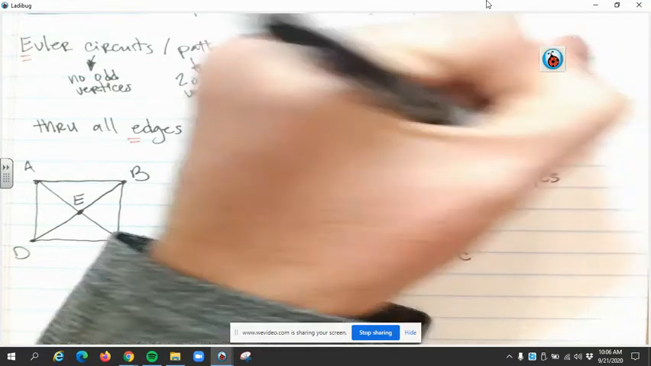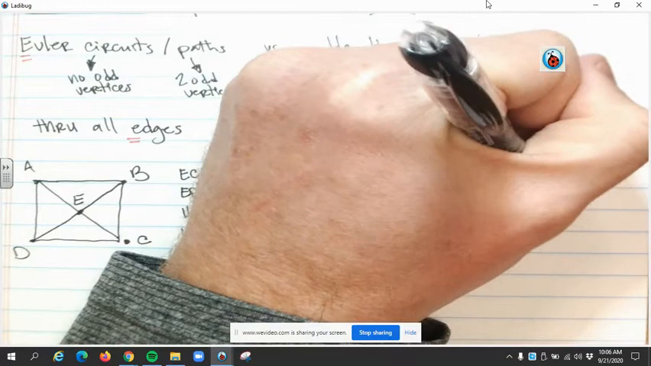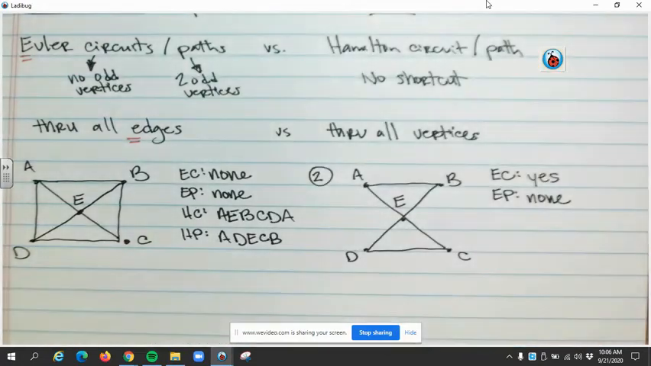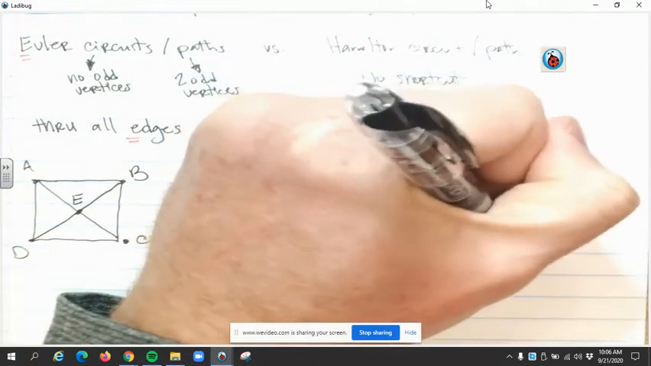Again, we're not going to figure out what it is because we did that in the last section. We just know that there is one. If there's an Euler circuit, there's not an Euler path. You can't have both. Now let's do Hamilton circuit and Hamilton path.